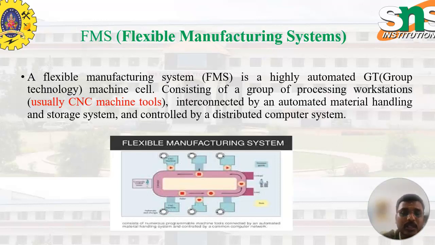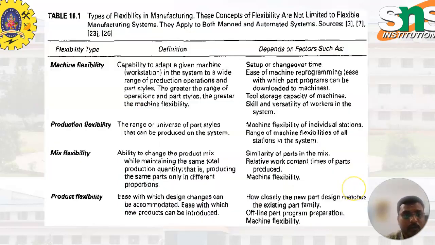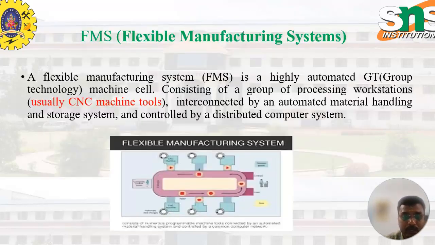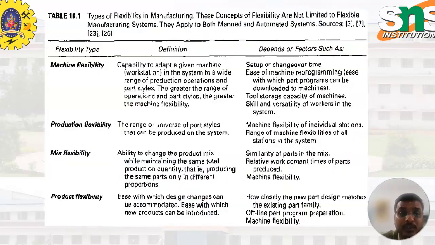Group technology is nothing but grouping similar parts or machining operations together to make the product. Here we have many types of advantages and many types of layouts. Some of the flexibilities in manufacturing are machine flexibility, production flexibility, mixed flexibility, and product flexibility.